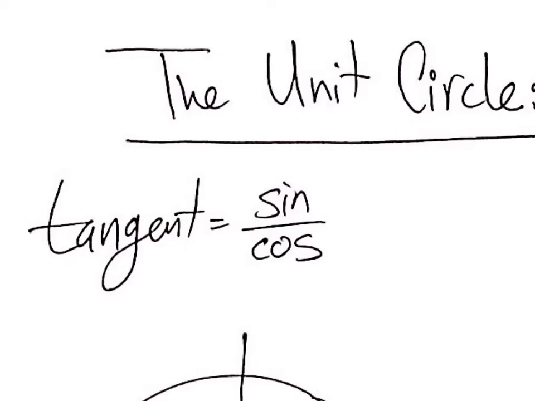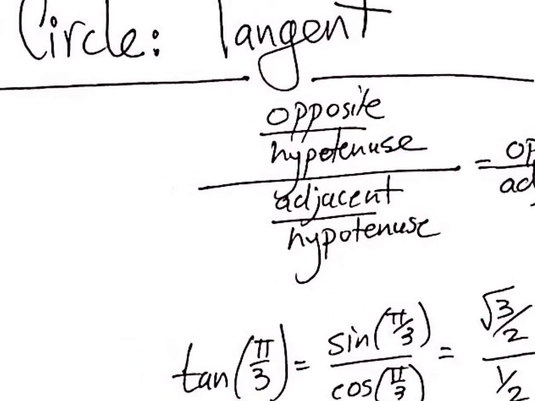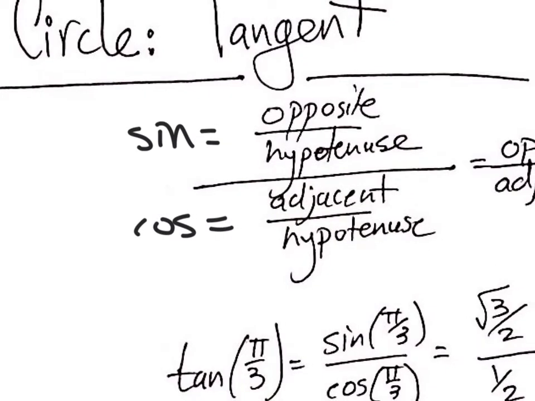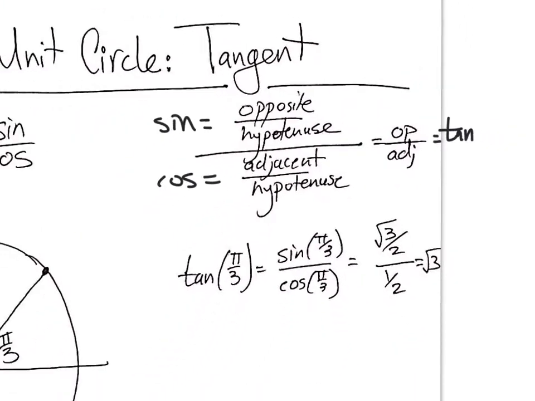One is tangent equals sine over cosine. And it's sort of simple to prove this by saying sine is the opposite over hypotenuse and cosine is the adjacent over hypotenuse, and dividing by a fraction is the same as multiplying by the reciprocal. So if we were to divide this by this, the hypotenuse part would cancel out, and we would have opposite over adjacent, which is tangent. So we'll start with that. Tangent is sine over cosine.